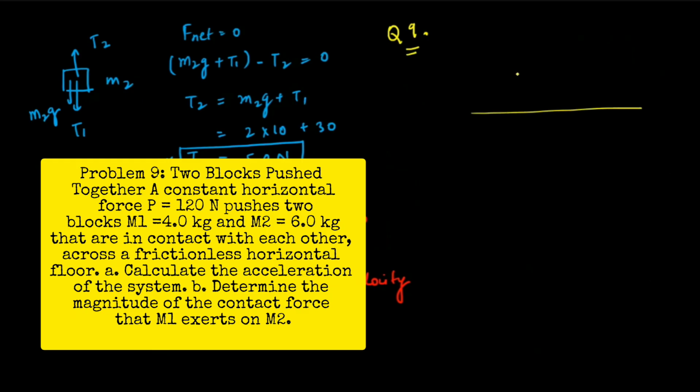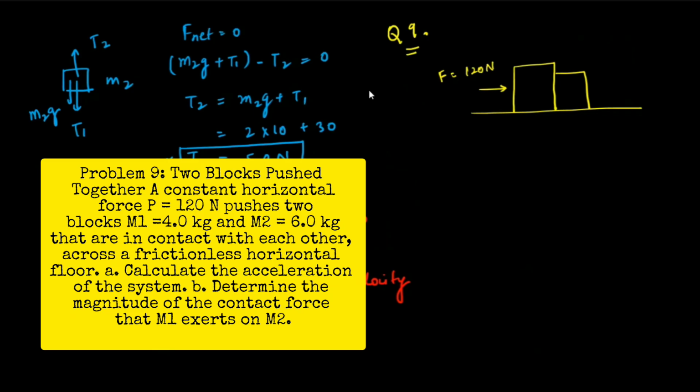Every time, whenever you are looking at any problem, first of all, you have to draw that problem. So they are in contact like that, and they are experiencing some force in the horizontal direction, that is 120 newtons. That is the external force experienced by these objects. Now, it pushes two blocks M1 and M2 that are in contact.